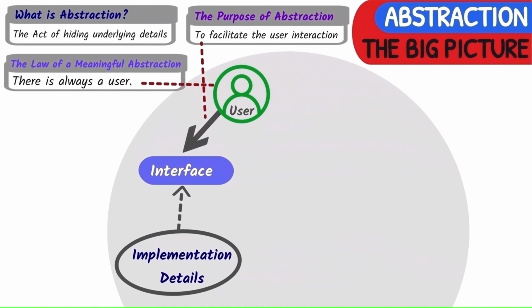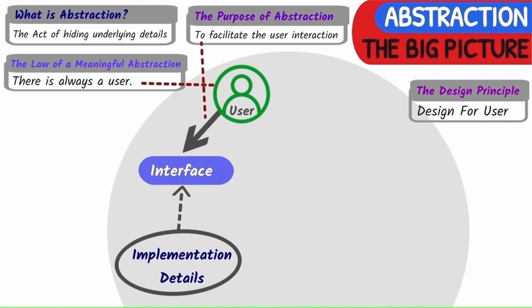And this leads to the design principle of abstraction. An interface should always be designed for the user. If all of this is being done for the user, then it must be designed for the user. An interface should always be designed for the user.